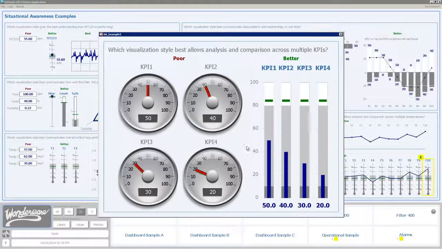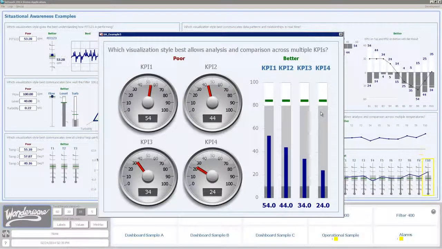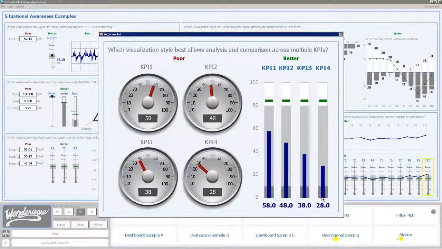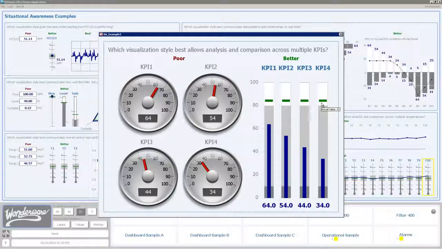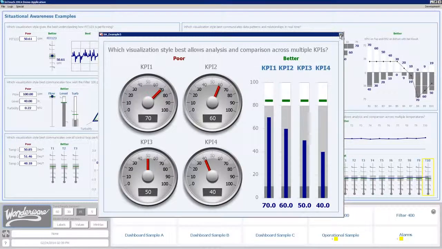But with this communication of both the qualitative information around the good, bad, or satisfactory, as well as the quantitative numeric values and the distance from their expected, I can make a much more valuable discernment of what's happening inside this system by utilizing these bullet graphs on the right.